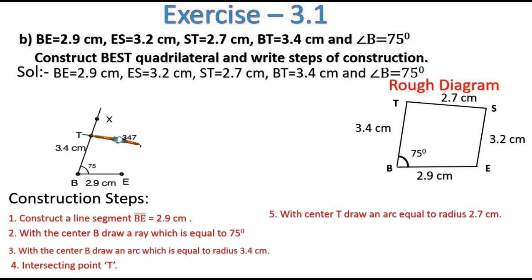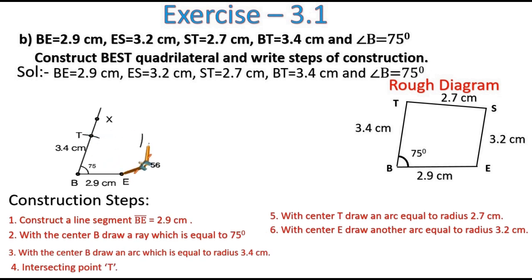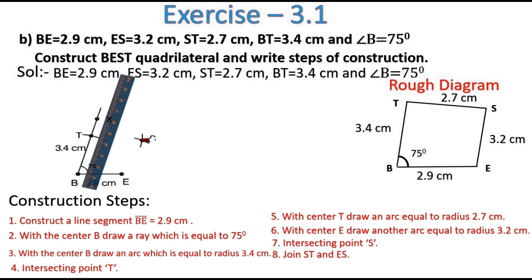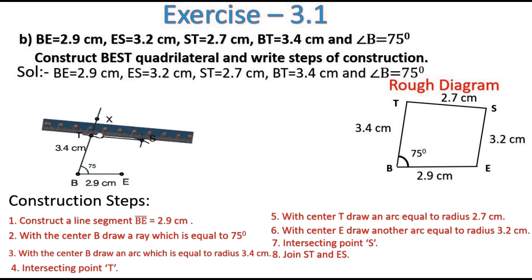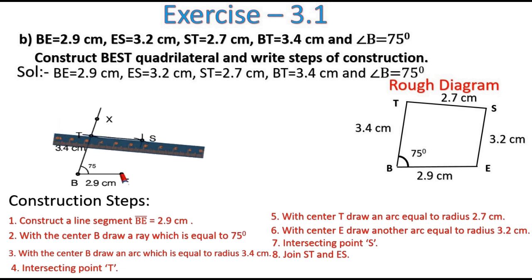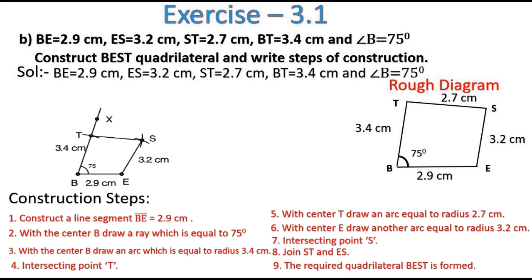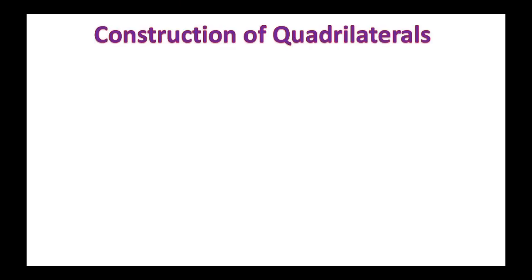With the center T, draw an arc of radius 2.7 centimeters. With the center E, draw another arc of radius 3.2 centimeters, intersecting at point S. Join ST and ES. The required quadrilateral BEST is formed. Go to another problem.